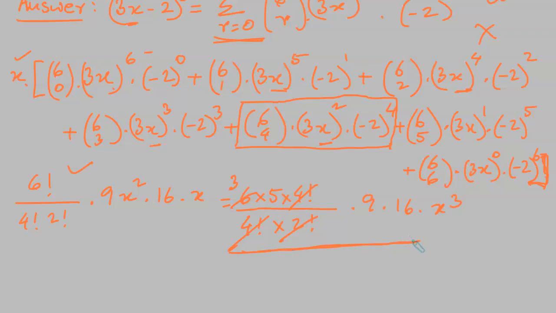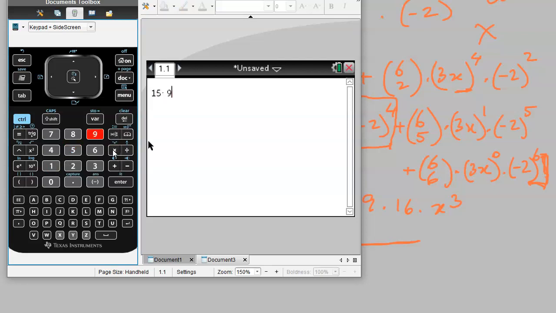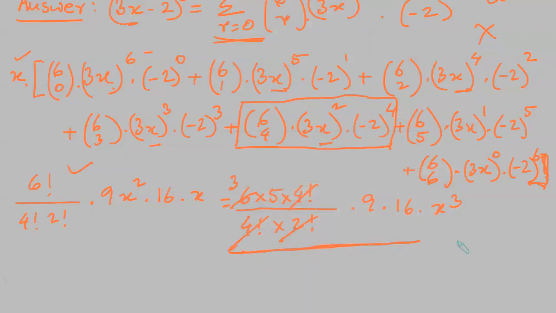Let us use the calculator to get the value of 15 times 9 times 16. Okay. So 15 times 9 times 16 is equal to 2160. Okay. So it is 2160. 2160 x to the power of 3 is the term, and if you are asked to give the coefficient, you will be giving only this part, that is 2160.